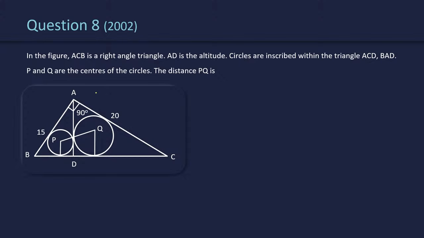Next question. In the figure, ACB is a right angle triangle. AD is the altitude. Circles are inscribed within the triangles ACD and BAD. P and Q are the centers of the circles. The distance PQ is? Okay. So this is going to use 3 important concepts of geometry. First is about right triangles. The next is about similarity. And the third is when there is a partition between circles.